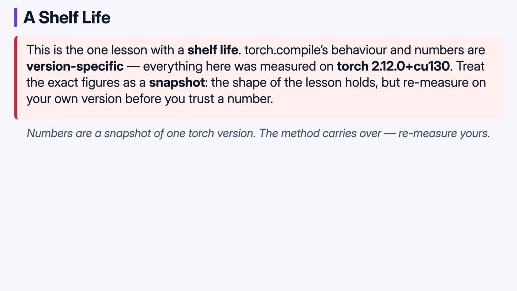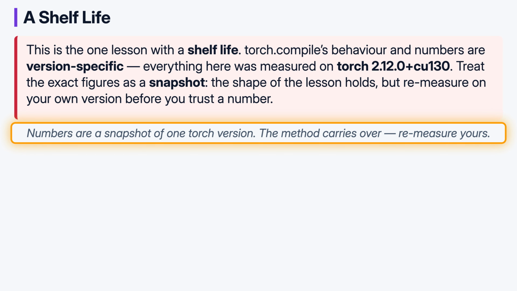Capture and fuse. The win on a real model, the loss on a tiny one. The one-off cost and graph breaks, but the exact milliseconds will drift. So remeasure on your own version with the honest method before trusting a number. The numbers are a snapshot of one Torch version. The method carries over, so remeasure yours.